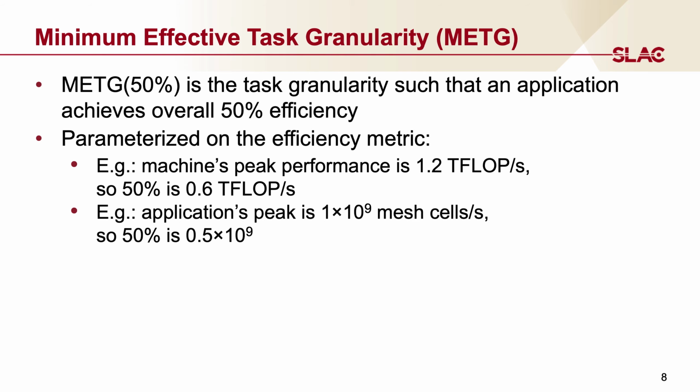Or if you have an application that is not readily analyzed in terms of peak performance, that's fine. You can also use an application-specific metric. So for example, if you're doing some sort of a simulation on a mesh, you could pick mesh cells processed per second as the metric. If your application in its best configuration hits 1 times 10 to the 9 mesh cells per second, for example, then 50% of that would be 0.5 times 10 to the 9. And the METG of 50% would be the task granularity that hits that rate.